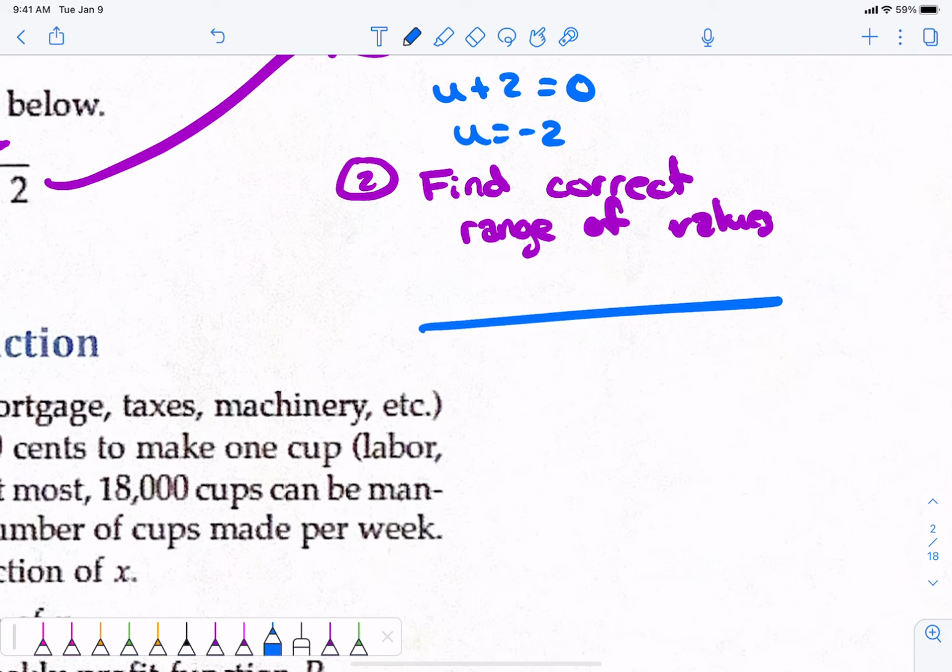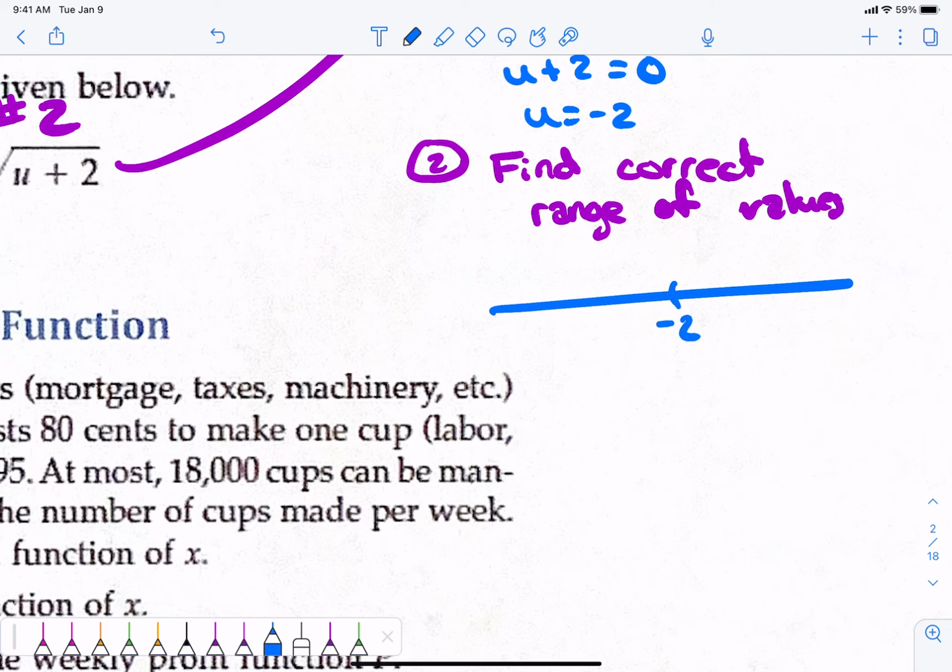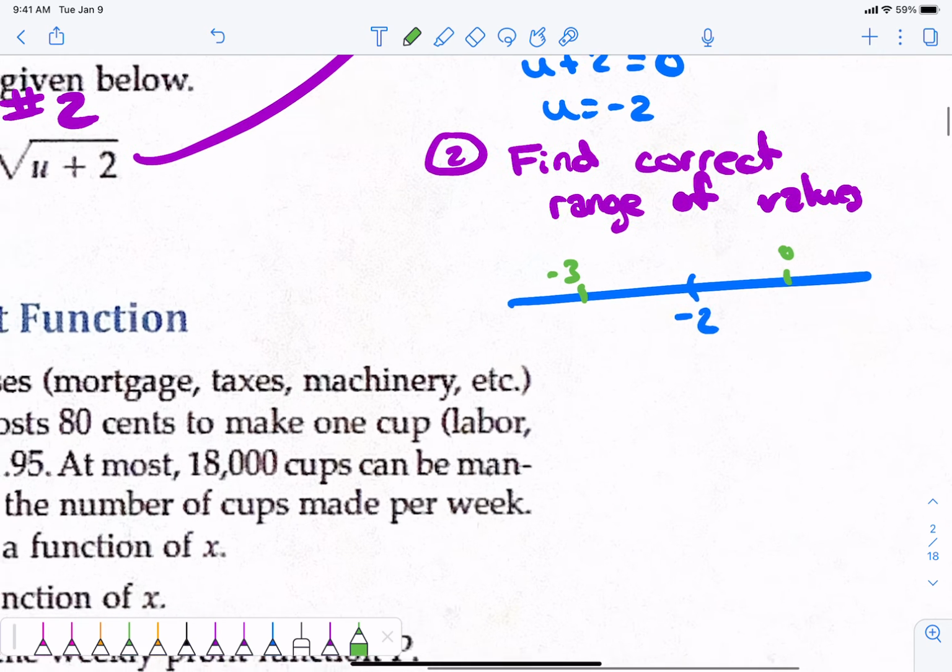So what I'm going to do is I'm going to slap negative 2 on a number line. And we're going to pick points, kind of similar to what we did in the last chapter. So over here, we're going to pick negative 3. Over here, we're going to pick, always choose 0 if you can. Okay, and we're going to say what are we allowed to have and what are we not allowed to have.